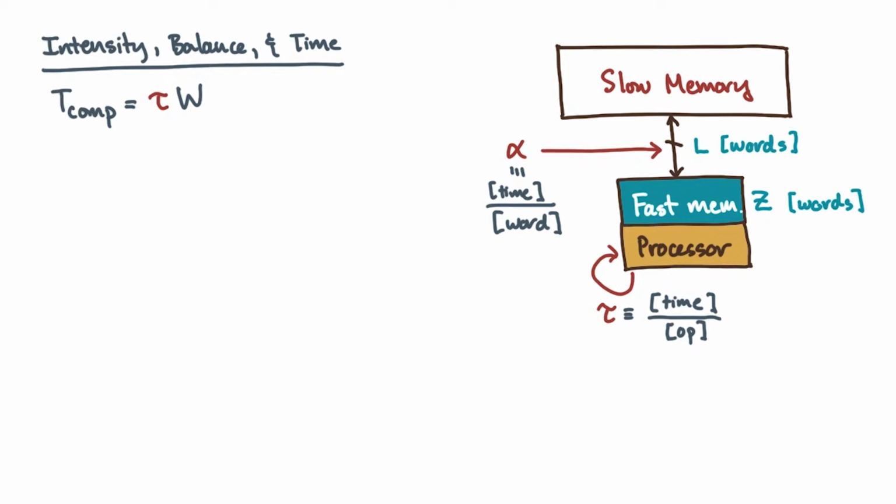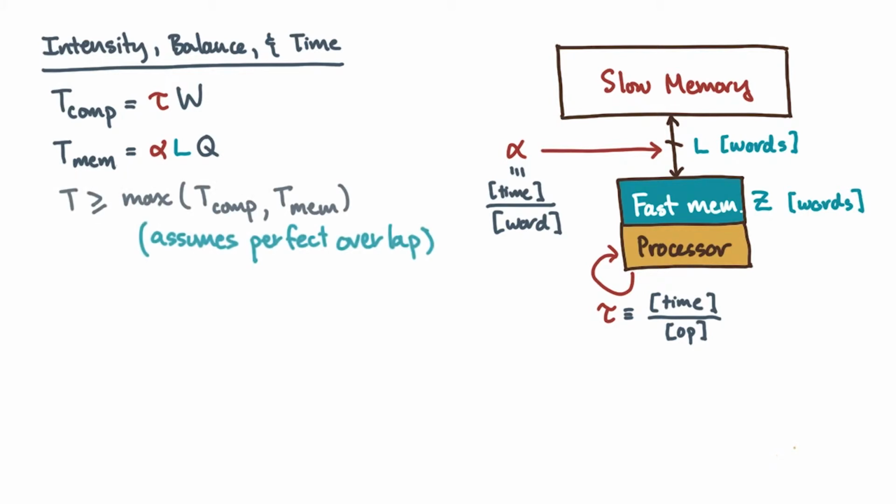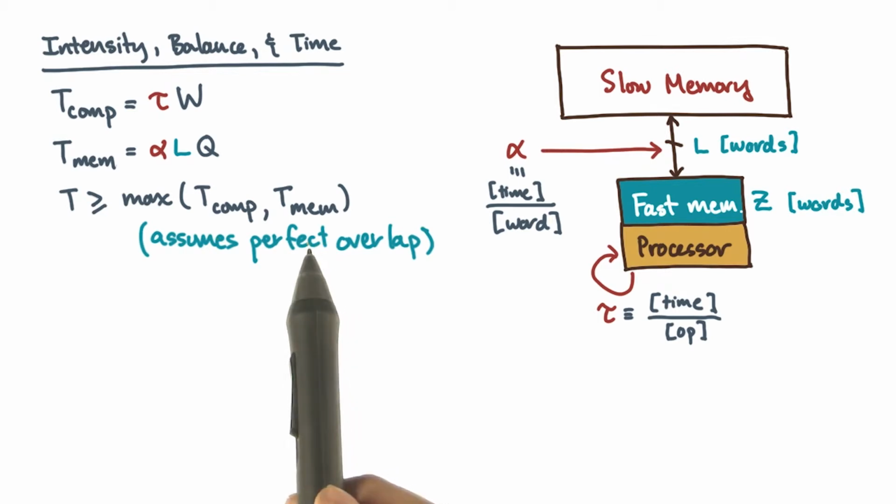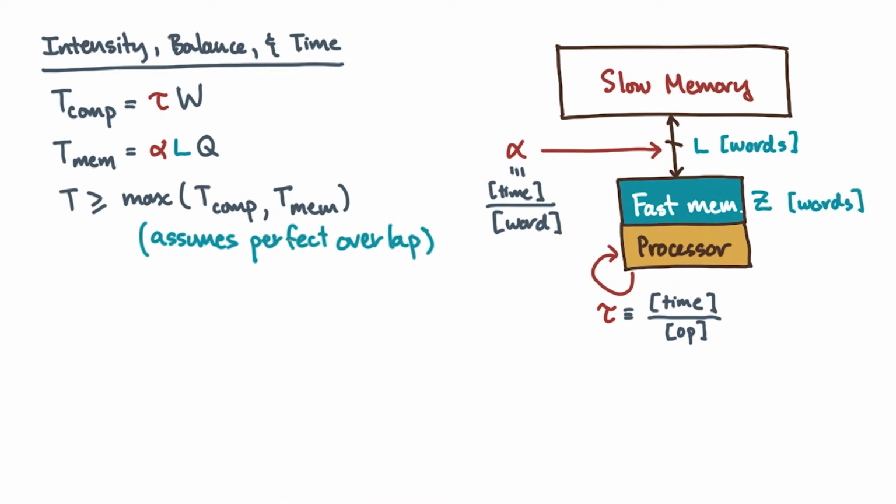Alpha has units of time per word. Then, the time to execute Q transfers is alpha times L times Q. Now let's assume perfect overlap between data transfer and compute. Then the minimum time to execute the program would be the maximum of the time to compute and the time to move the data. Let's refactor this expression a little.